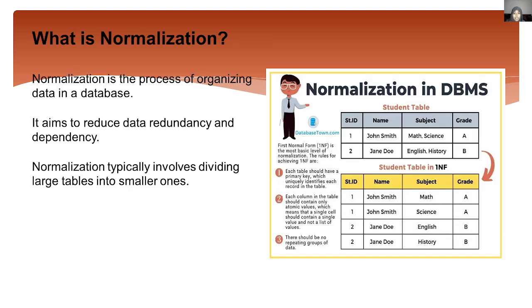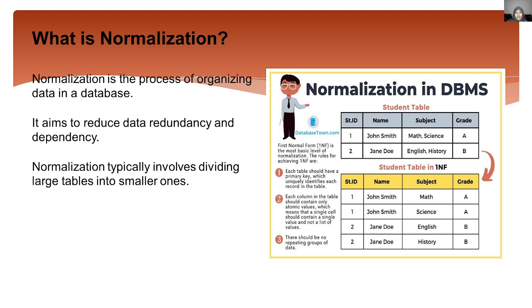What is normalization? It is a process of organizing data in a database. How simple it is, because it aims to reduce data redundancy and dependency. Normalization typically involves dividing large tables into smaller ones. It is the easiest way to transform very large tables into smaller ones. Like you can look into the picture how a student table is solved in a normal form.